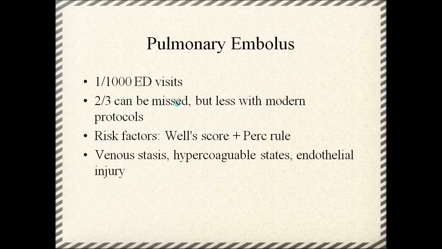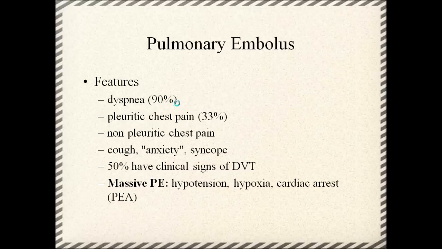The features: usually a patient with risk factors will have dyspnea, pleuritic chest pain of any kind, cough, quote-unquote anxiety. They may even have a syncopal attack. 50% of them will have signs of a DVT. Massive PE, patients will have hypoxia, cardiac arrest in the worst cases, such as the one I told you about before, and hypotension.